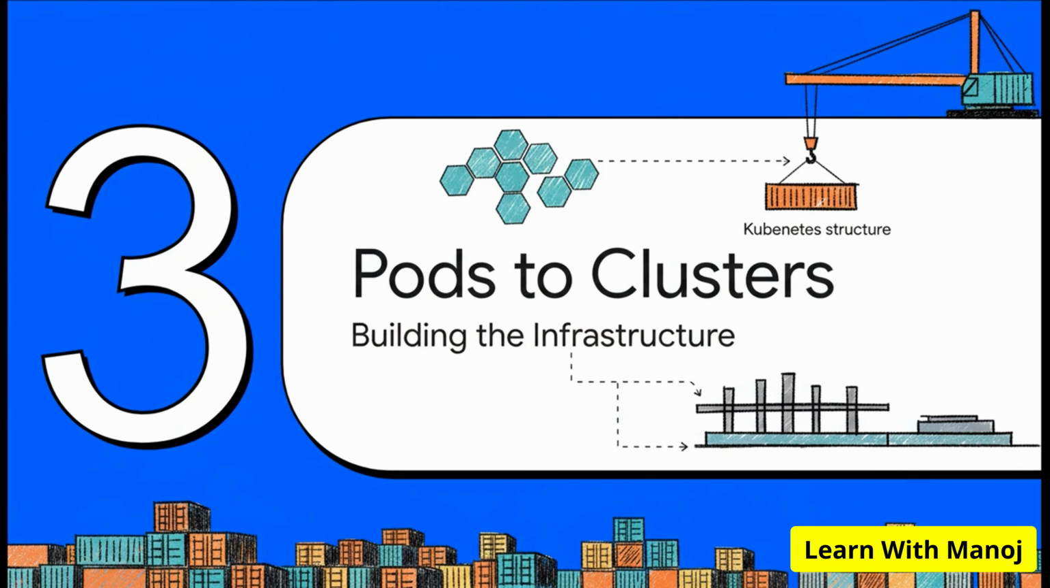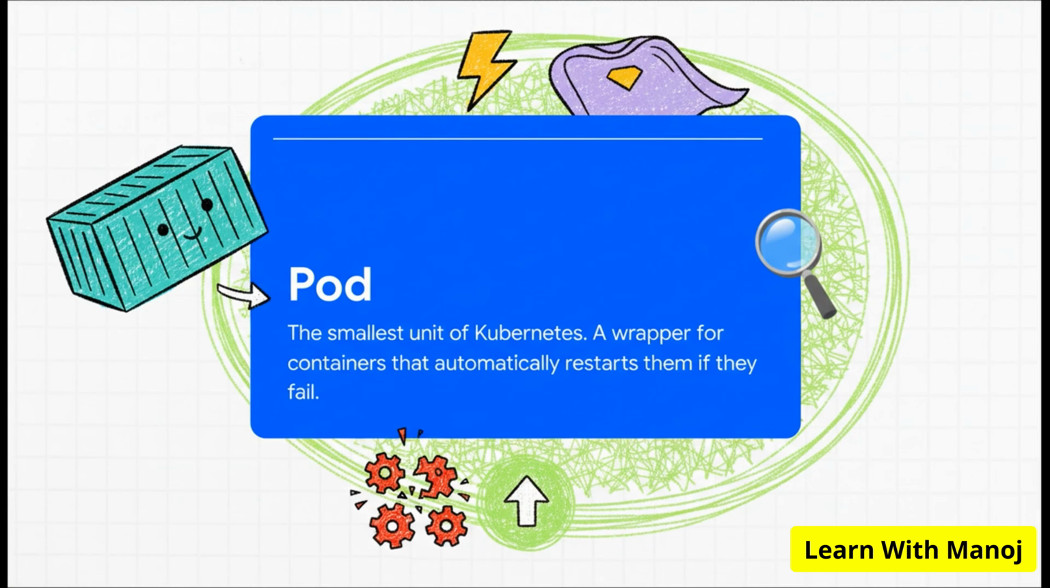Okay, so we've got our containers all packaged up and ready to go. Now, where do we put them? This is where the Kubernetes structure really starts to take shape. Let's build our shipping yard from the ground up, starting with the smallest possible piece. In the world of Kubernetes, you don't actually run a container directly. You run it inside something called a pod.